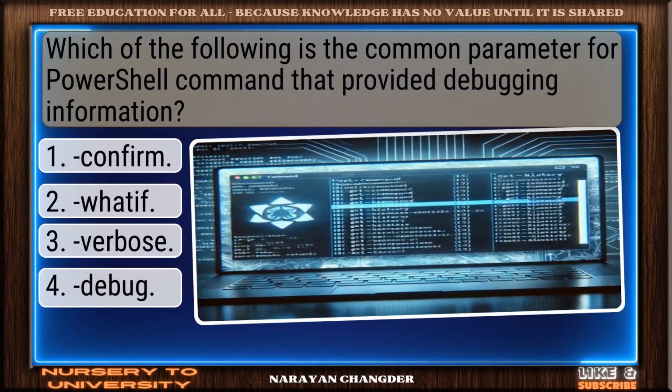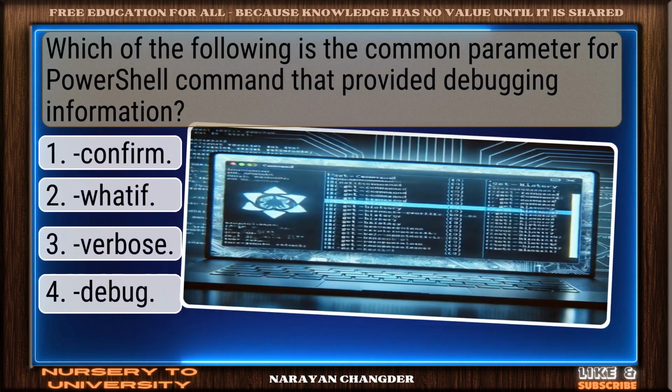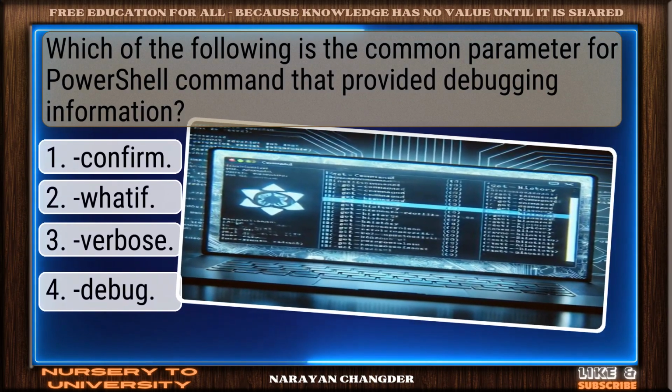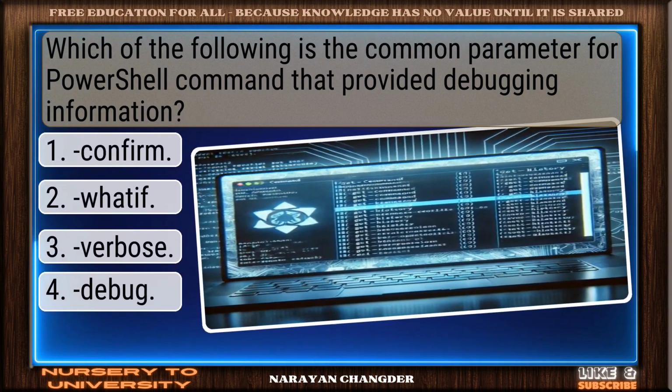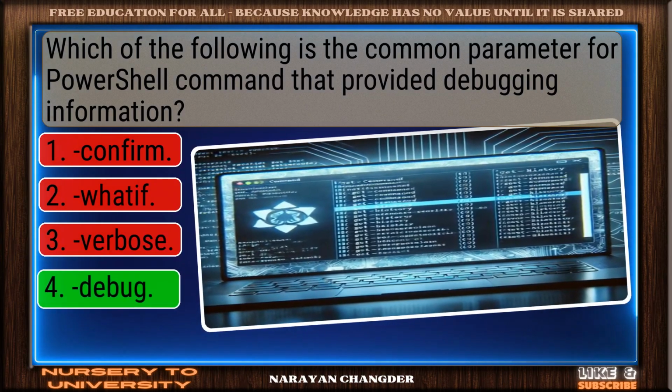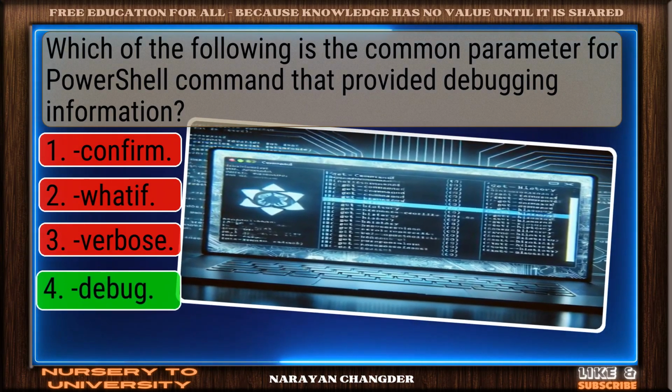Question number 5. Which of the following is the common parameter for PowerShell commands that provides debugging information? On track. Debug is the correct answer.